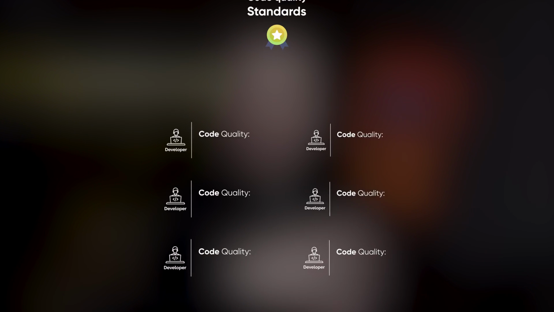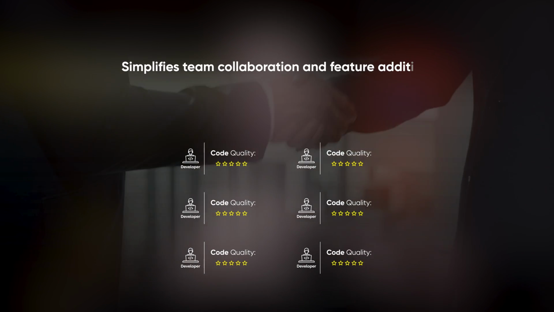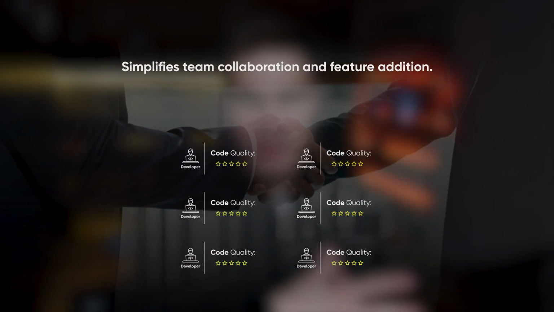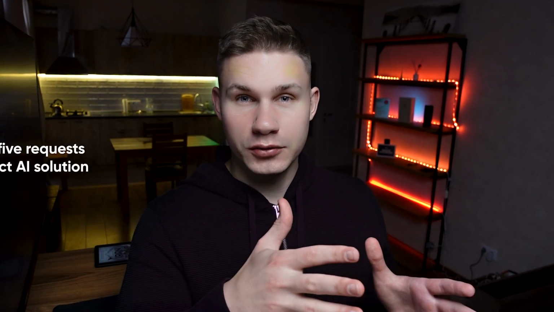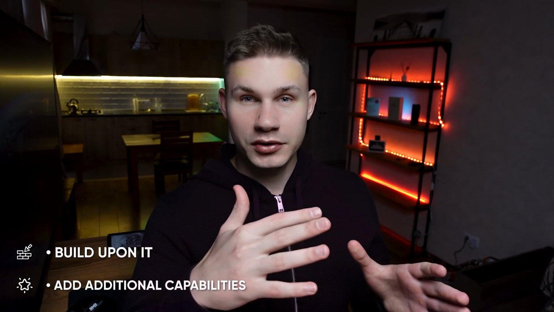If all your developers follow the same code quality standards, it becomes much easier for your team to collaborate and add new features. And secondly, I have personally received more than 5 requests for this exact AI solution from various businesses around the world. So it seems like there is a real need for this solution across large corporations. Besides, it is a great use case to get started with because you can build upon it and even add additional capabilities, like for example you can make your agents actually fix the problematic code and then push it on GitHub as well. So let's see how this works.